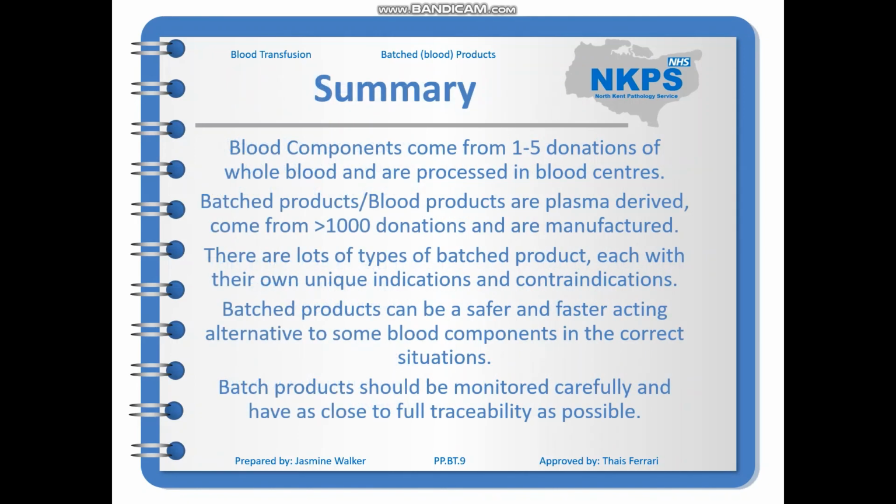So that's all we're going to go through today. To summarise, blood components come from between 1 to 5 donations of whole blood and are processed in blood centres. Batch products, or blood products on the other hand, are plasma derived and come from greater than 1,000 donations, plus they're manufactured. There are lots of types of batch product, each with their own unique indications and contraindications. Batch products can be safer and faster acting alternatives to some blood components in the correct situations, and should be monitored carefully and have as close to full traceability as possible to ensure the safety of the patient.